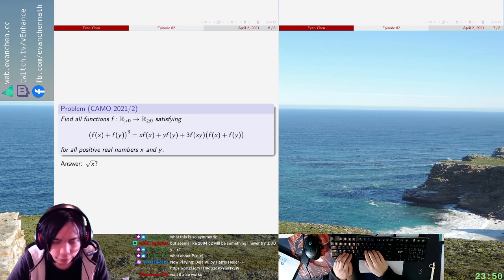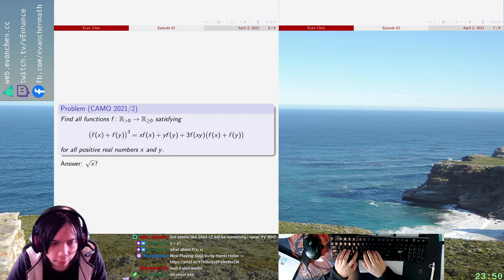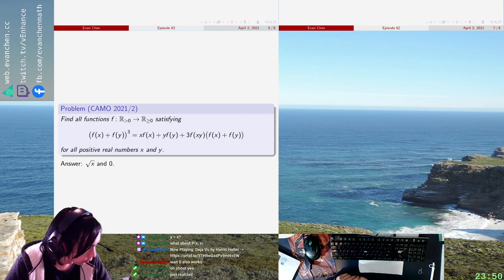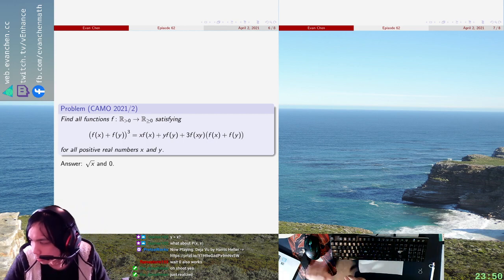Also, of course, the 0 function will work. Is there another constant function that works? No, because the right-hand side varies. So, root x and 0. Yeah, sorry, I left out the all-0 function earlier.